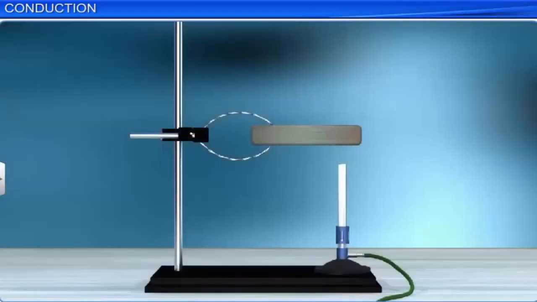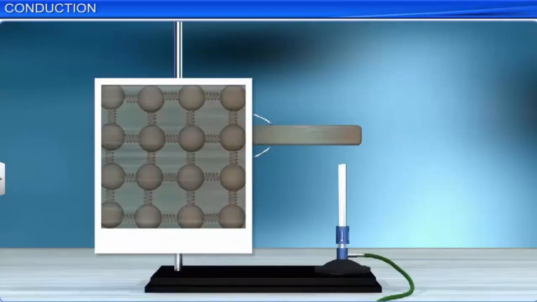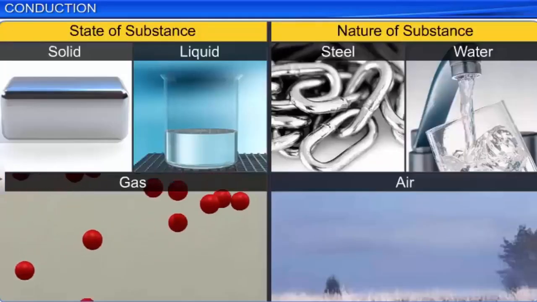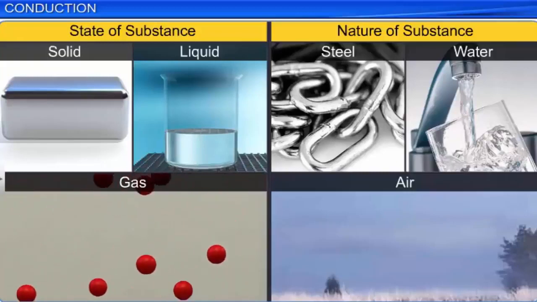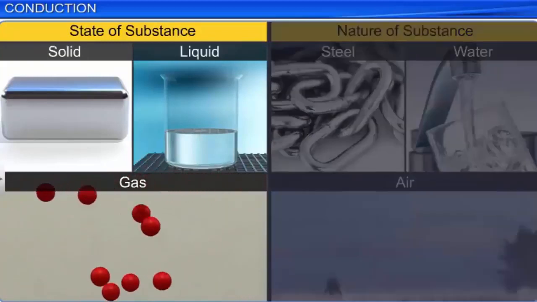When heat is supplied at one end of the rod, the molecules in hotter regions gain kinetic energy and start vibrating faster. These vibrations are passed on to neighboring molecules through intermolecular bonds. In this way, the energy is eventually transferred to the whole body. Thermal conductivity of a substance, which is usually referred to as conductivity, depends on the state and nature of a substance.